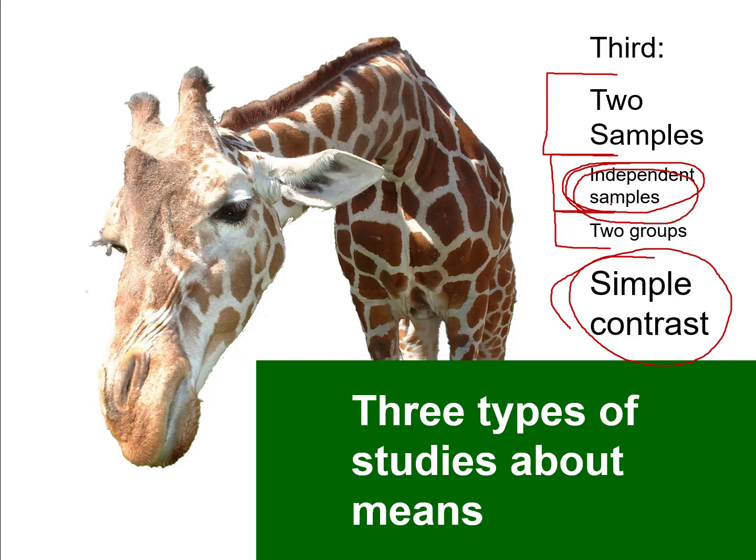Now, the most common use of a simple contrast is going to be where I do an experiment or a clinical trial where people are randomly assigned to two groups. And I might randomly assign people to a treatment group and to a control group to see if there's a difference between those two groups on some outcome variable. So the most common place where we're going to be doing simple contrasts is where we're doing experiments or clinical trials and we're randomly assigning people to two groups to see if there's a difference between those two groups on some outcome variable.